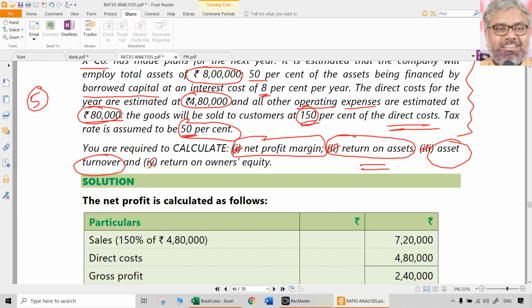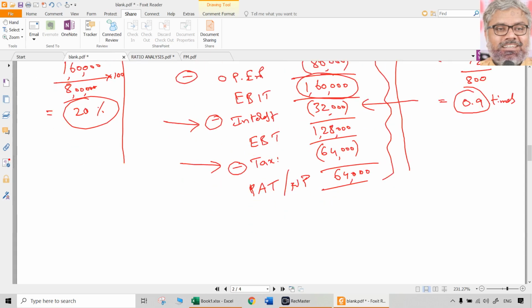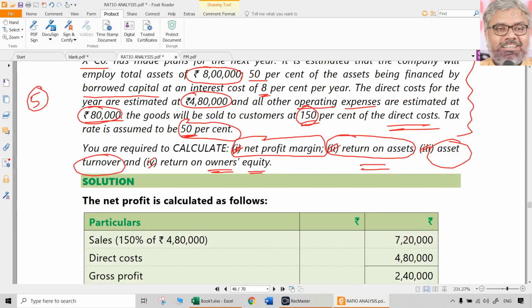Then the last one is return on equity, the owner's equity. Return on owner's equity is again better calculated as net profit after taxes, which is available to the equity shareholders. What is available to the equity shareholders? 64,000. That is available to equity shareholders, divided by equity, which was 4 lakhs, because total assets were 8 lakhs. Within that, half was funded by debt, which means naturally the remaining half would be funded by equity. So how much is the return on equity? 64,000 divided by 4 lakhs multiplied by 100. That is 16%. That is the return on equity.